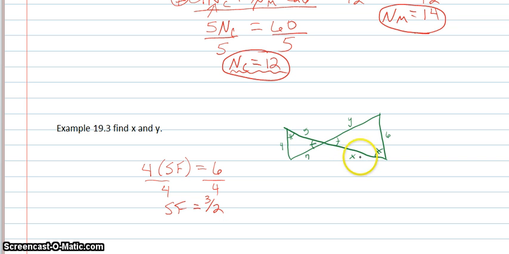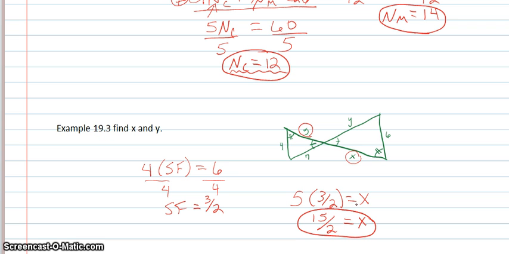So to find the x value, that x value is actually related to this 5 value here. So it'll be 5 times 3 over 2 will equal x. So I have 15 over 2 equals x. Okay, so I found the x. Now I need to find the y. And the y is related to the 7. So I'll multiply the 7 times 3 over 2, and that'll be equal to the y. So I'll have 21 over 2 equals y, and I found x and y.